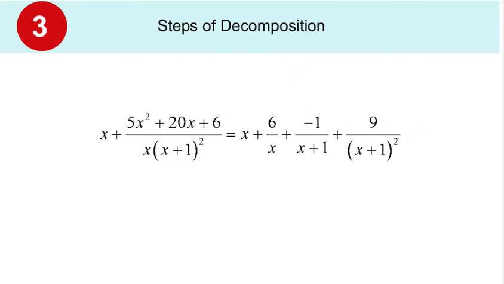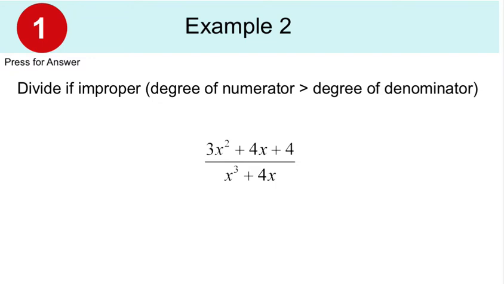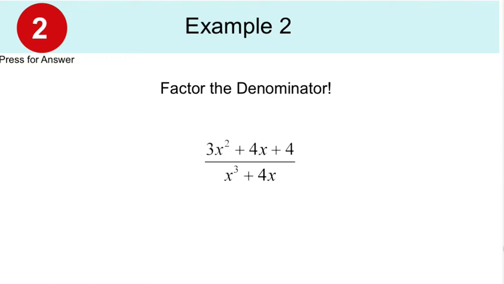Now, I'd like to try one where the factors do not turn out to be linear. So here's our next one. Step 1 is to divide it if it's improper. In this case, the degree of my numerator is less than the degree of my denominator, so it is a proper fraction, and I don't need to worry about step 1. The next step is to factor the denominator. So go ahead and factor it, press pause on the video, and then check back.